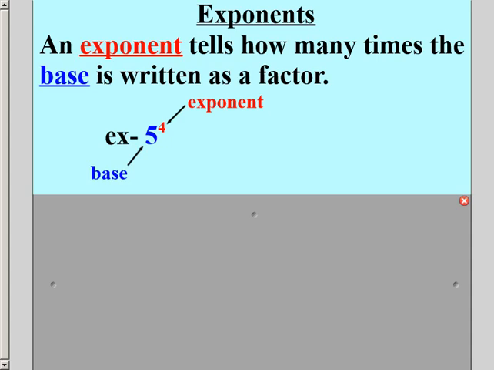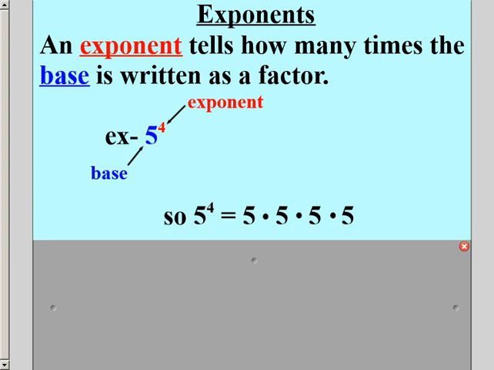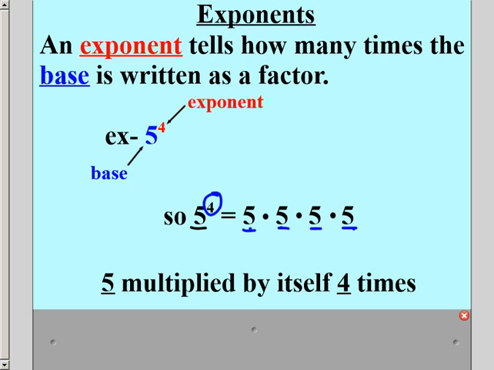When you use an exponent, the exponent tells how many times the base is written as a factor. The base is the number that's being multiplied, and the exponent is how many times you're going to use it. So in our example, this says 5 to the 4th power is how we would say it. 5 to the 4th power means 5 times 5 times 5 times 5. Or in other words, the 5 is what we're repeatedly multiplying, and the 4 is how many times we're multiplying it. 1, 2, 3, 4. So 5 multiplied by itself 4 times.